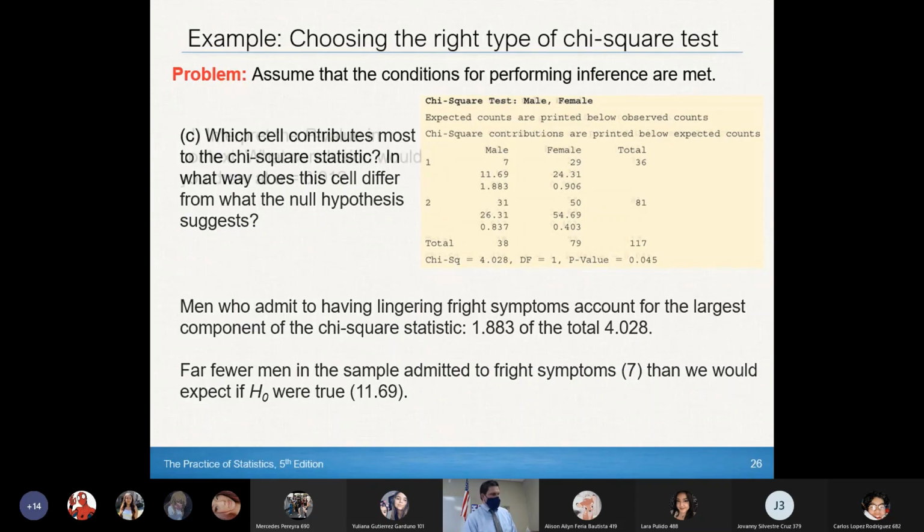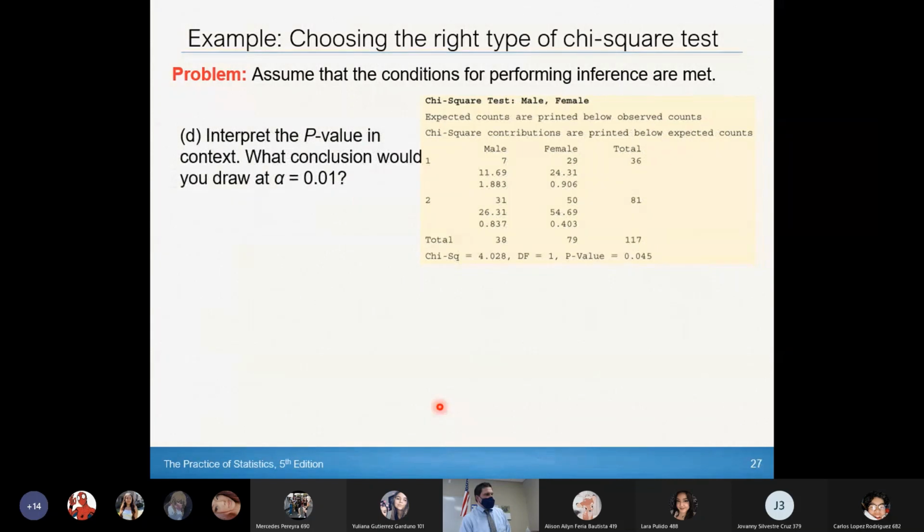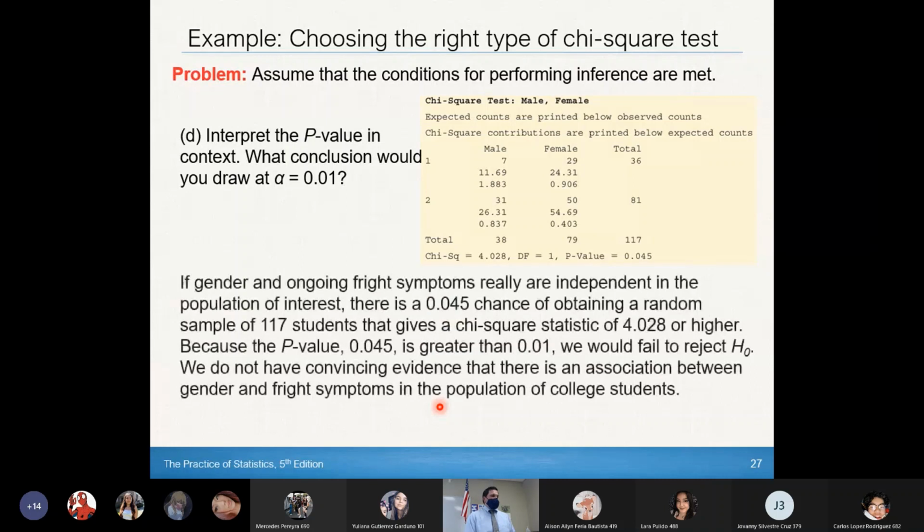We want to interpret our p-value in context. What conclusion would you draw at alpha equaling 0.01? So they provided us a significance level, so we have to compare to that. If gender and ongoing fright symptoms really are independent in the population of interest, there is a 0.045 chance of obtaining a random sample of 117 students that gives a chi-square statistic of 4.028 or higher. That's an interpretation of the p-value.